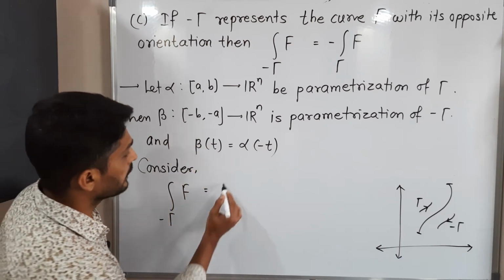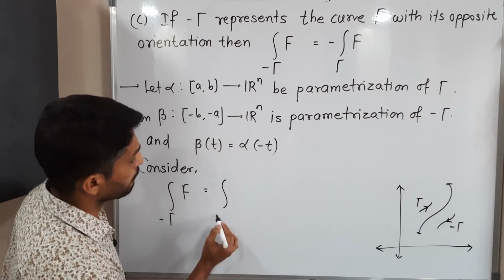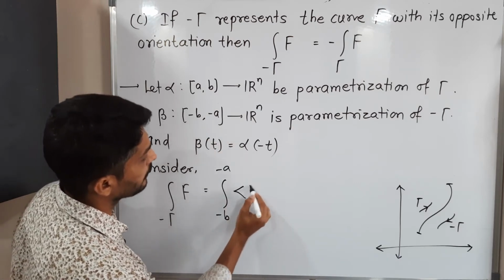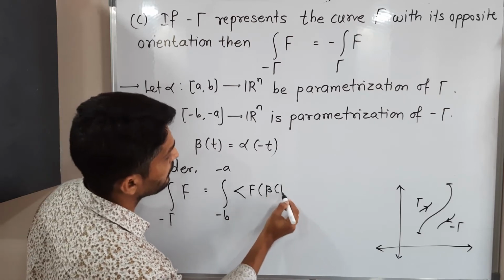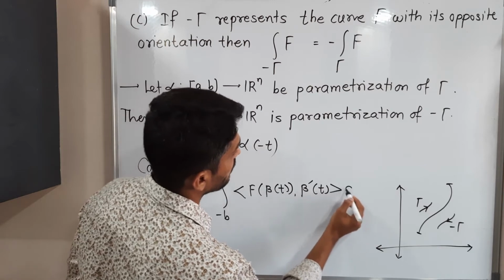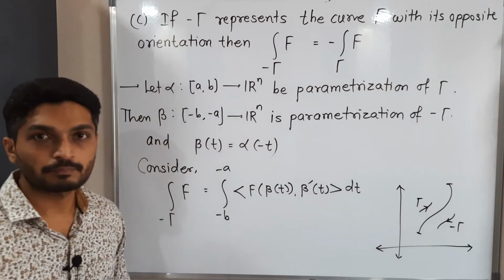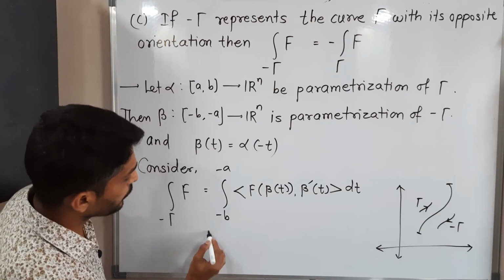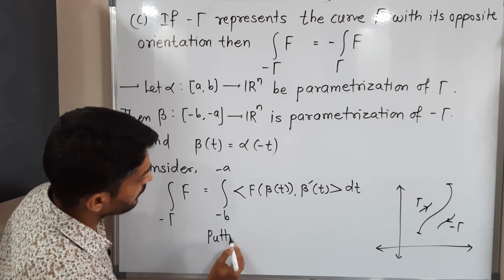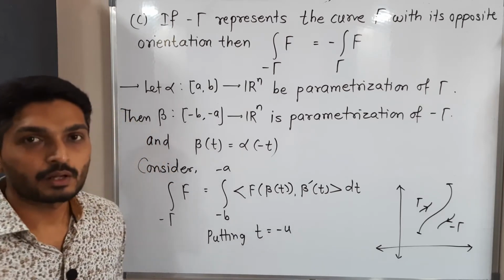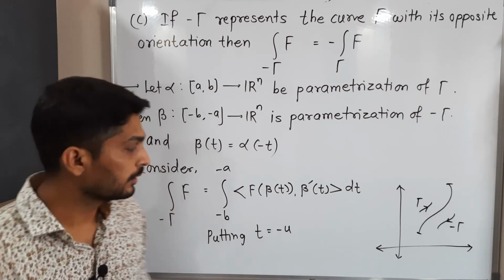So the integration is from minus b to minus a, inner product f of beta of t, beta dash of t dt. Okay, so this is equal to, see what I'm going to put. I am putting here t is equal to minus u.